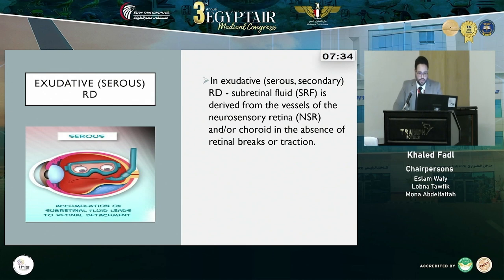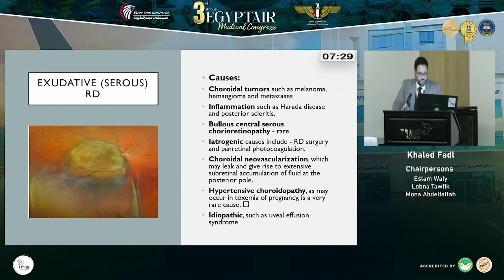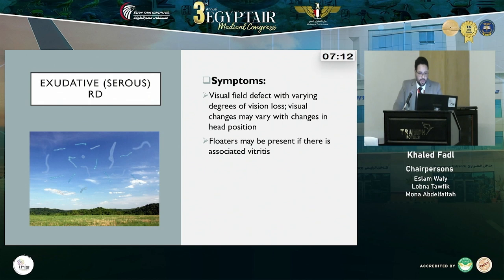For the third type, we have the exudative, where the subretinal fluid is derived from the vessels of the neurosensory retina and/or from the choroid in the absence of a retinal break or traction. The etiology includes choroidal tumors, inflammations, central serous chorioretinopathy, iatrogenic causes due to surgery, choroidal neovascularization, hypertensive choroidopathy, and idiopathic causes. For the symptoms, we have visual field defect with varying degrees of vision loss, and visual changes may vary with head position as the fluid moves. Floaters may be present if there is any associated vitritis.